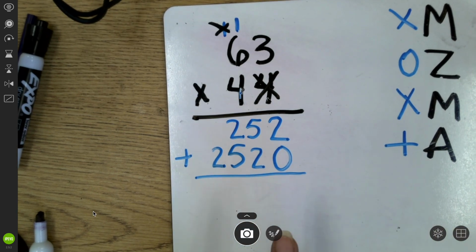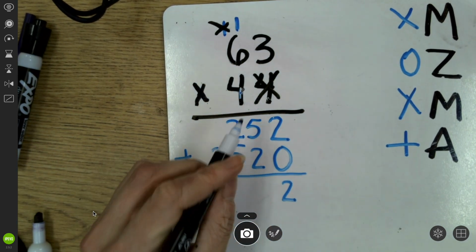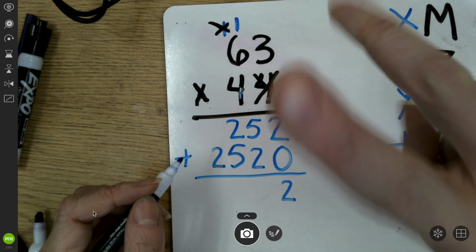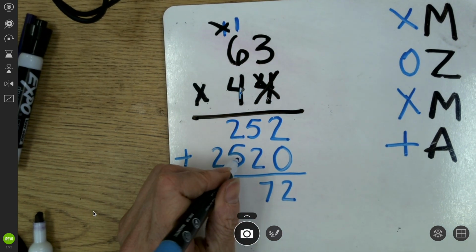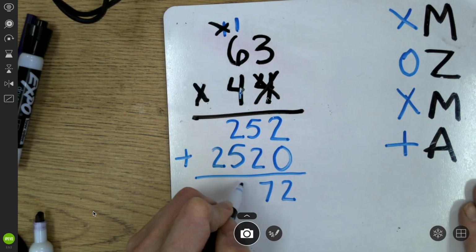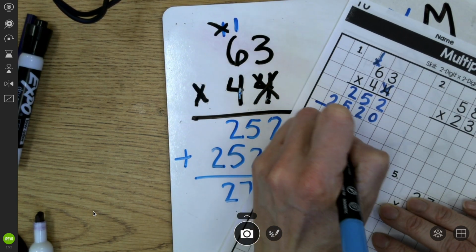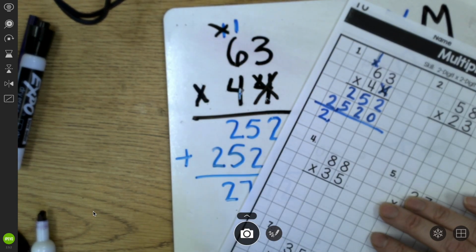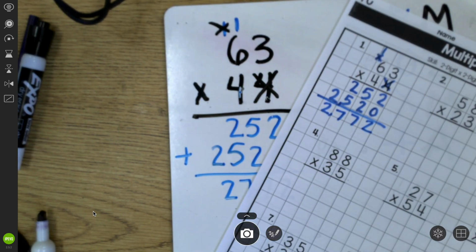We start in the ones place always. 2 plus 0 is 2. 5 plus 2. I'm going to put a 5 in my head. 5, 6, 7. 2 plus 5 is the same thing. 5 in my head, 5, 6, 7. Bring down the 2. So my answer is 2,772. Okay?